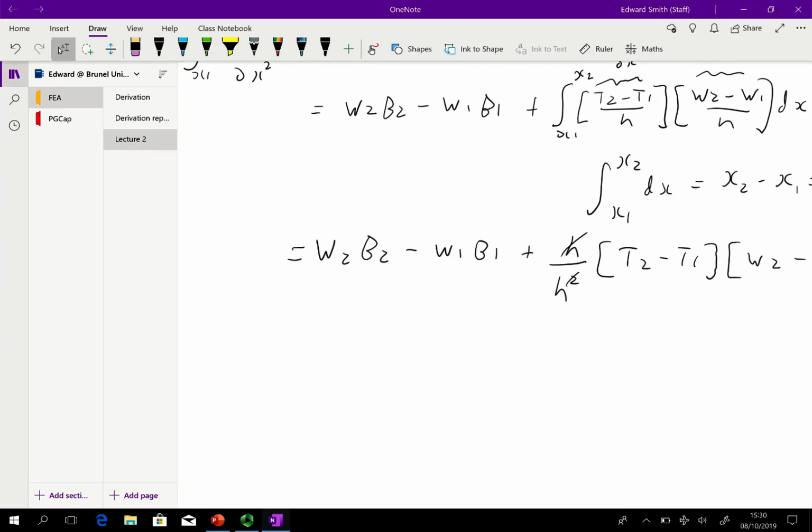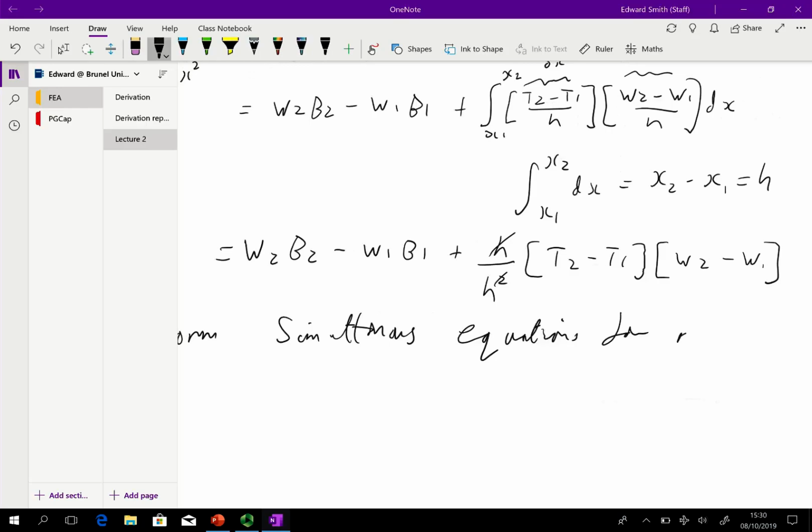So the next step is basically we want to form simultaneous equations for the elements, for nodes. So essentially what we do is we collect together the terms in W2 and W1. All we're doing is collecting together the expressions for, let's start with W1 brackets. So we're going to start with minus B1 from there, plus T2 minus T1 over H.